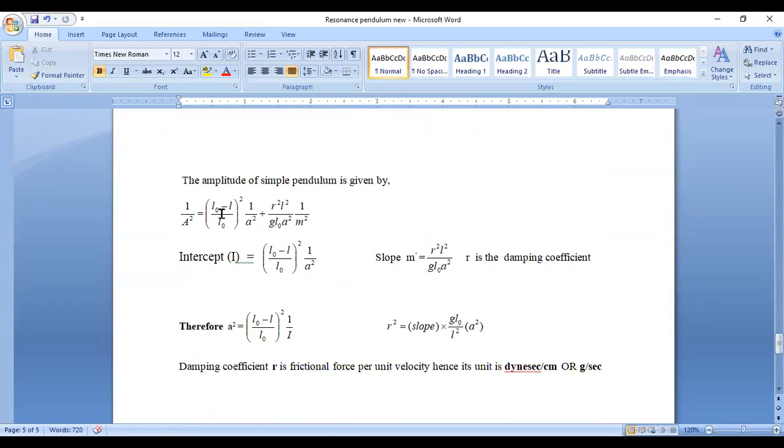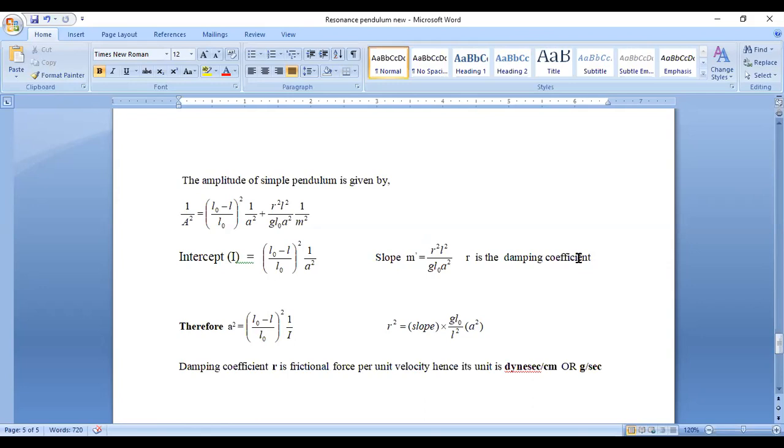And you see, this amplitude of the simple pendulum, in our case, is related by 1 upon a square is equal to (L0 minus L upon L0) whole square, 1 upon a square plus R square L square upon G L0 a square into 1 upon m square, where R is the damping coefficient. And damping coefficient is basically a frictional force per unit velocity, and its unit is dyne second per centimeter, or you may write gram per second. So please remember, R is the damping coefficient, which we are interested to calculate in this experiment.